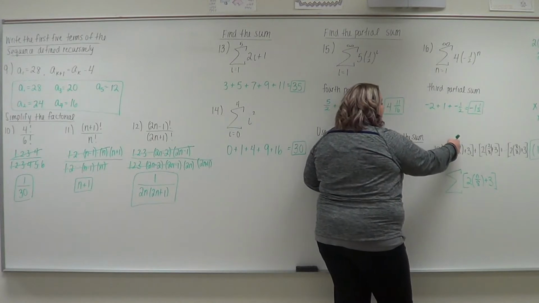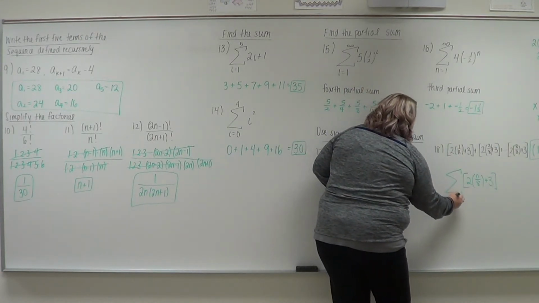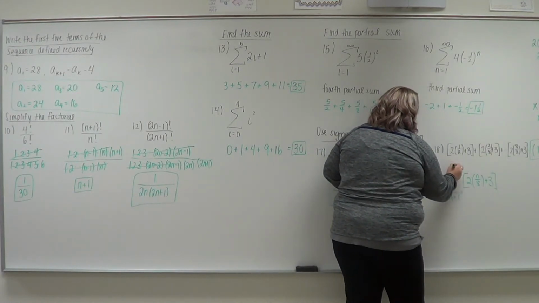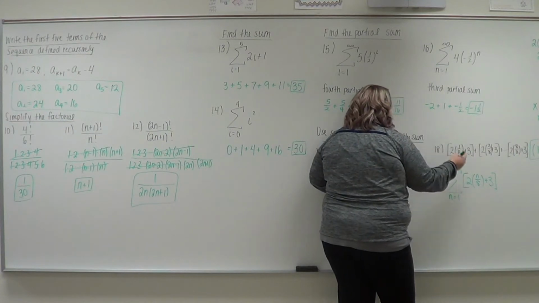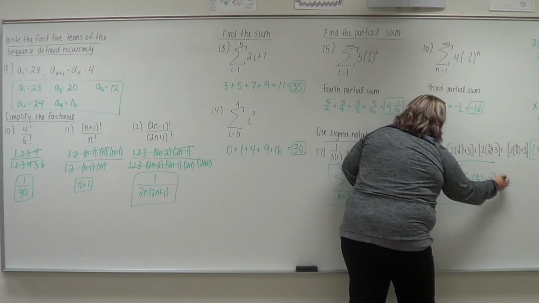Okay, well since this is the number that changes, this is the number that's on top, it's starting with 1. So I have my 1 on bottom. And the last number that's on top is 8. So my series is going to go from 1 to 8. That is sigma notation.